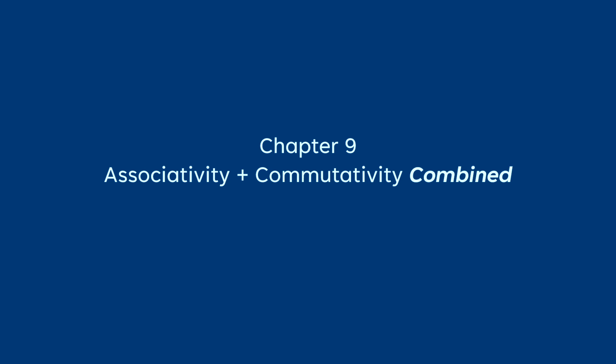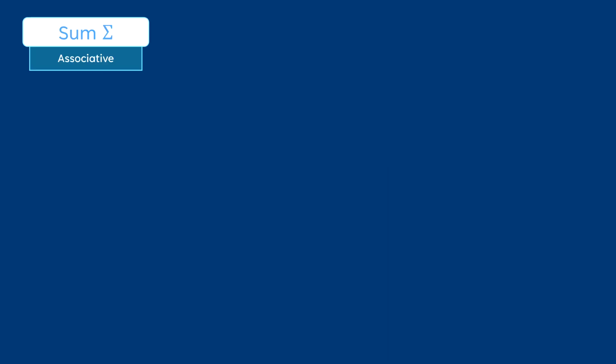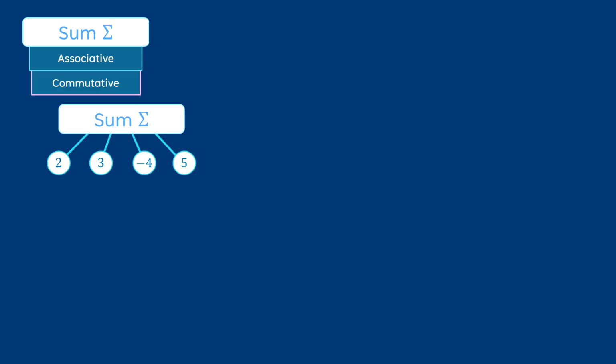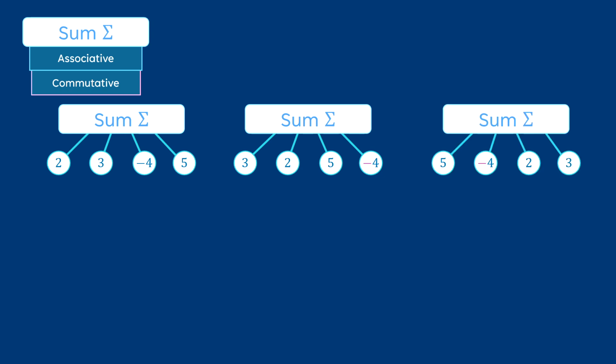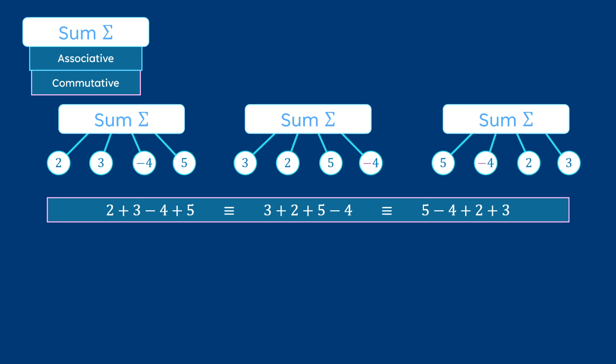Okay, associativity and commutativity combined. So we have the sum function which is associative. It's also commutative. That means if we take this sum, we can rearrange its values and we can get an equivalent calculation. So all 3 of these calculations, they do the same job. And that negative sign has moved around. So what's going on there? Well, if you focus on it, you'll notice that it's always attached to the 4. That negative moves around with the 4.